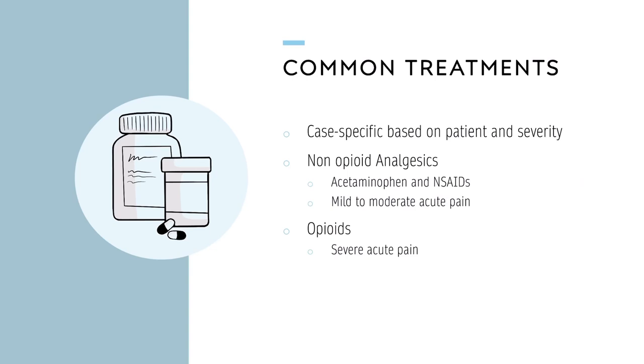Current treatment for acute pain varies depending on the patient and the severity and location of the pain. The first step in treatment, especially for mild to moderate acute pain, is administering non-opioid analgesics, such as acetaminophen or non-steroidal anti-inflammatory drugs. Acetaminophen is a commonly used and favorable treatment for acute pain. However, it does lack anti-inflammatory properties, and there is a risk of liver toxicity at high dosages.